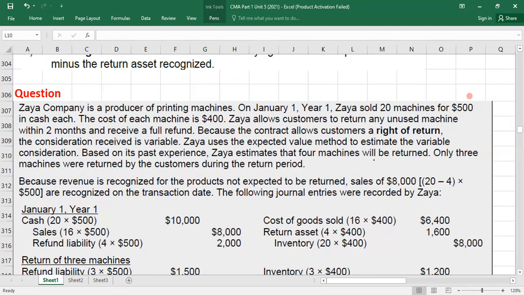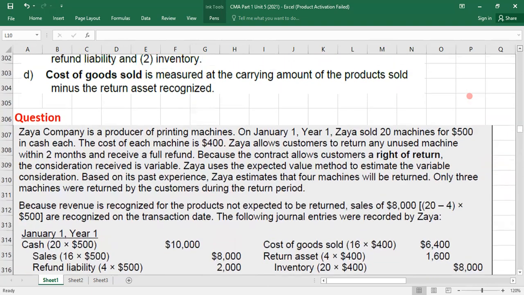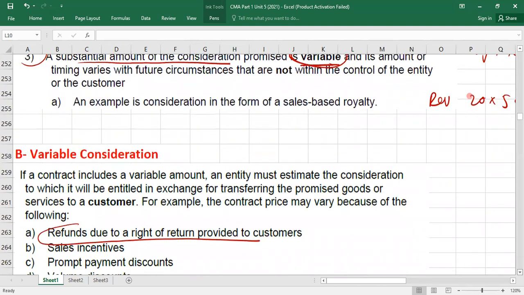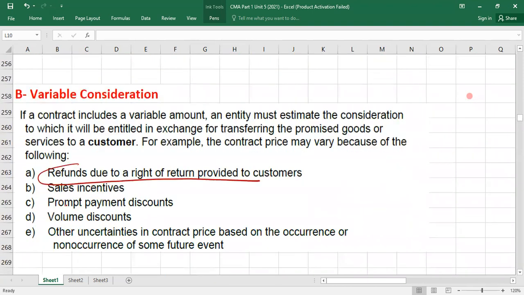And I will explain it. And there is another example for variable consideration. That is called what? For example, prompt payment discount. You know, early settlement discount is there. Sometimes we offer the discount to the customer. If they pay within specific days, we offer the discount.